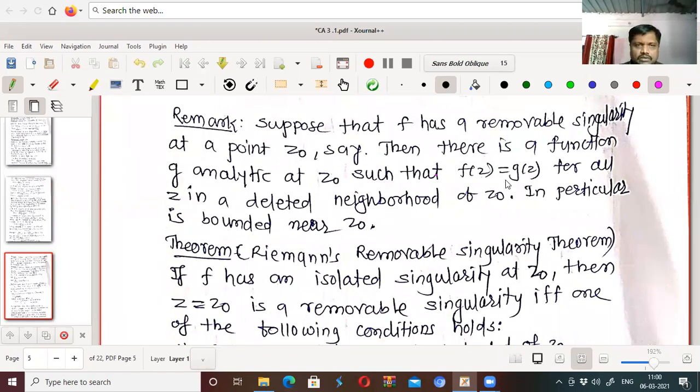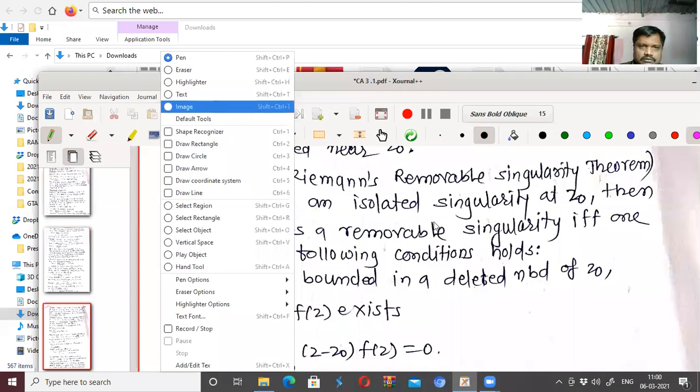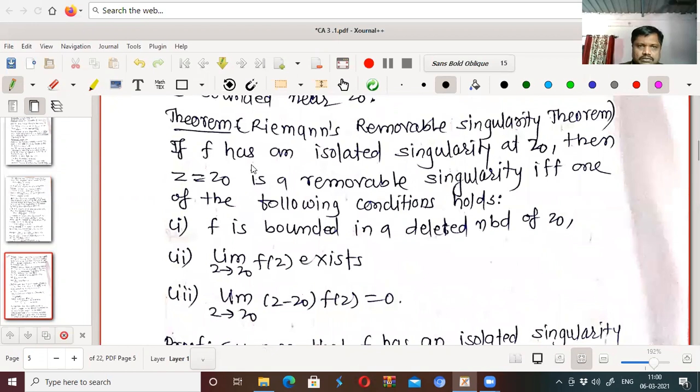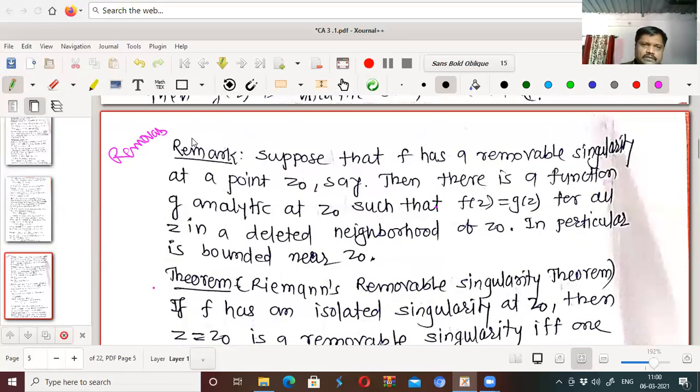Today we will discuss some extension part of removable singularity. Removable singularity. We know that a singularity is a point at which the function is not analytic.